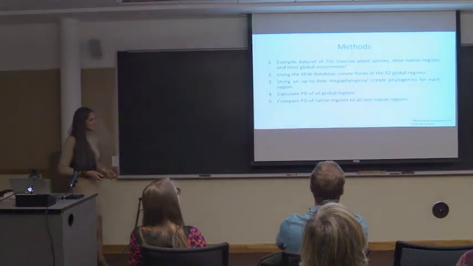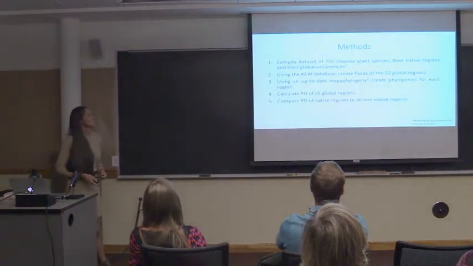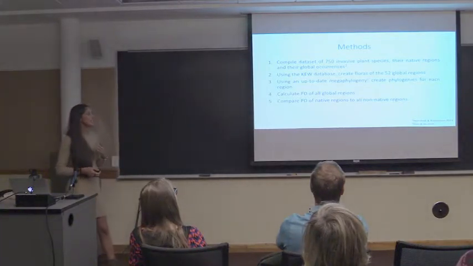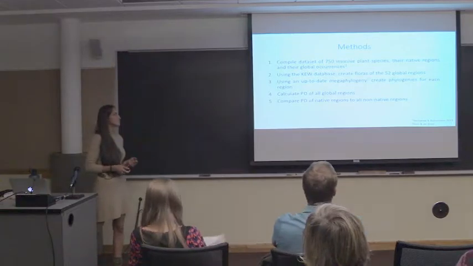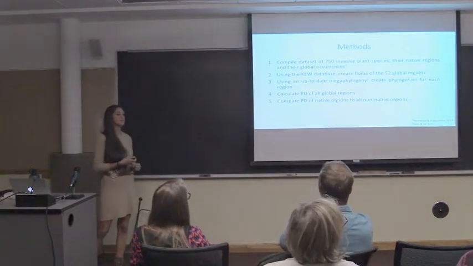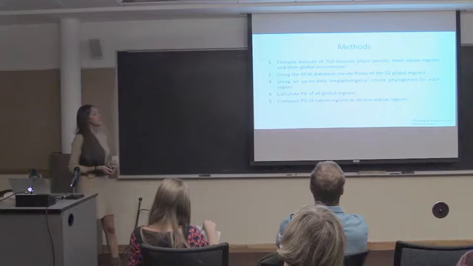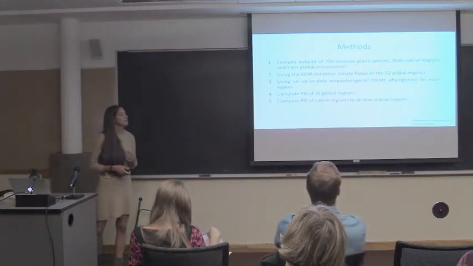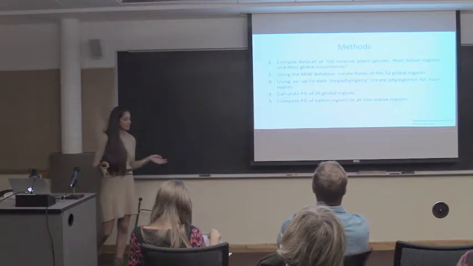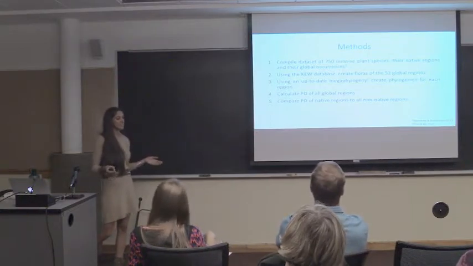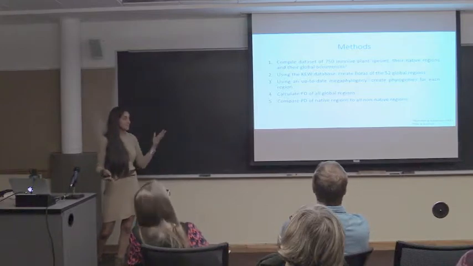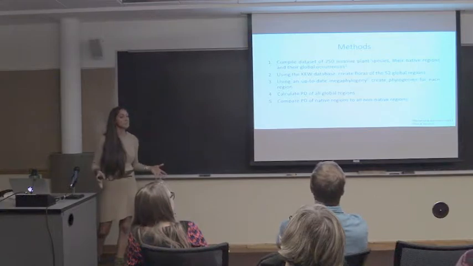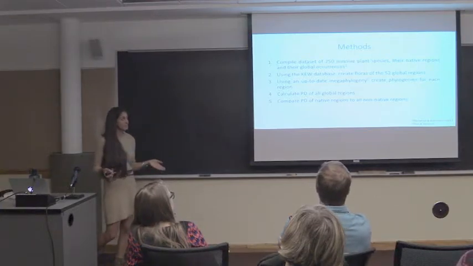And so that's exactly what I'm doing. So these are my methods, and I'll just run through them quickly. So we've obtained a data set of 750 invasive plants, their native regions and where they're found to be invasive and where they're not. And then using the Q database, I am dividing the world into 52 regions based on a standardized method that Q uses. And so I can create floras or lists of species for each of these regions.